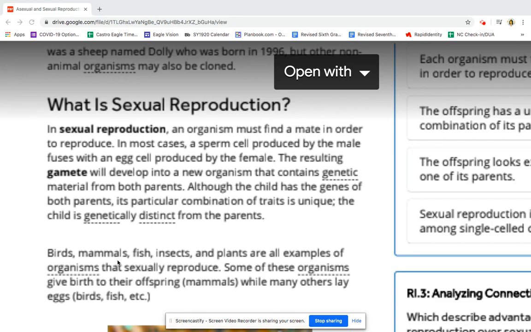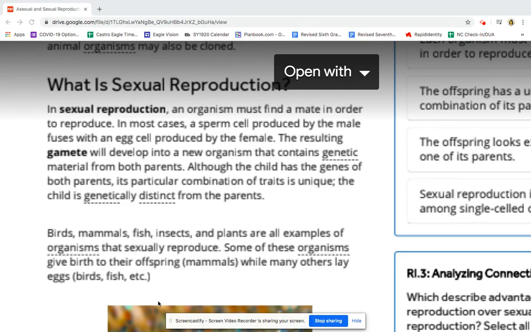Birds, mammals, fish, insects, and plants are all examples of organisms that sexually reproduce. Some of these organisms give birth to their offspring, like mammals, while many others lay eggs, like birds, fish, etc.